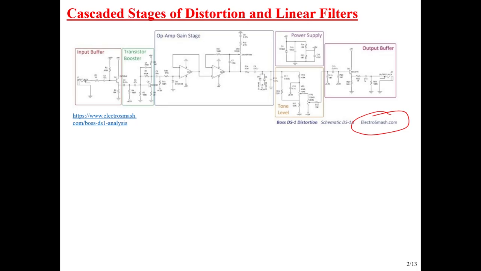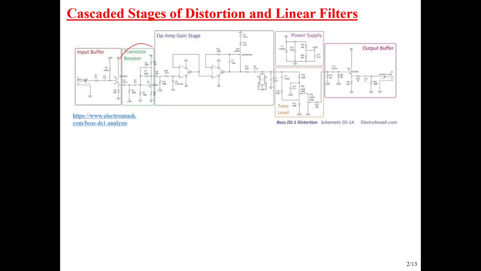Anyway, this is the circuit diagram that they have there, and they've put boxes around the different stages. So we've got an input buffer, which does nothing more. It's a unity gain emitter follower. Its job is nothing more than to provide a reasonably good input impedance into the box.